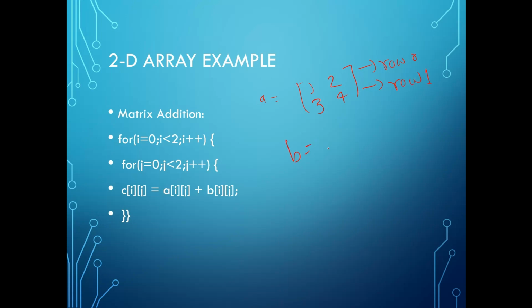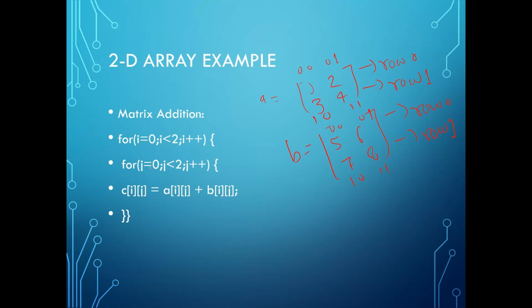For B, it would be 5, 6, 7, 8, with row 0 and row 1. So how are you going to access it? The positions are 0,0, 0,1, 1,0 and 1,1. Okay, when you are going to add these, how would it work here?